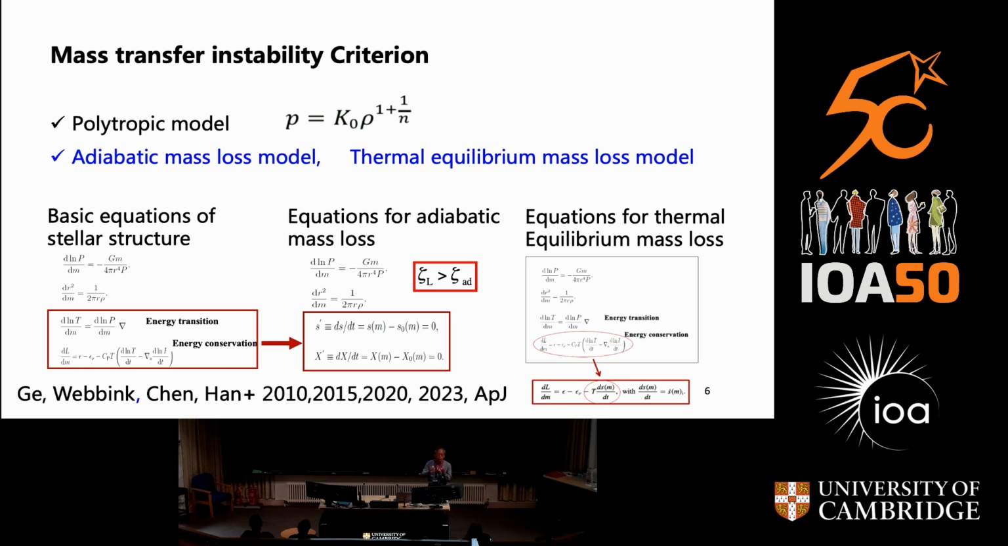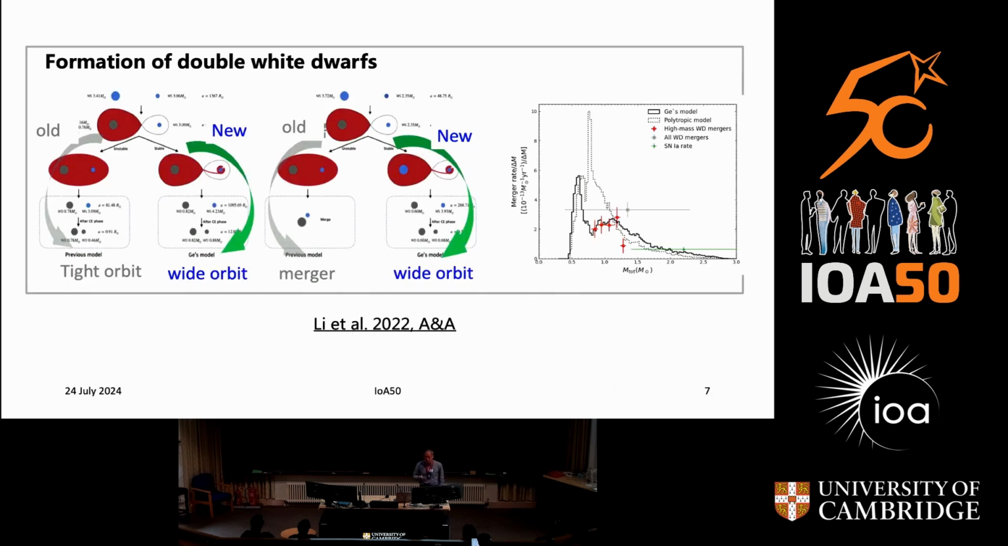For a polytropic model, if the primary in a binary system is a red giant, the mass transfer is always dynamically unstable. But in our new model, that's not the case. So I can show you a comparison with double white dwarfs. For the old criterion, we can get a binary with a very tight orbit, or we get a merger. But with our new criterion, that's different.